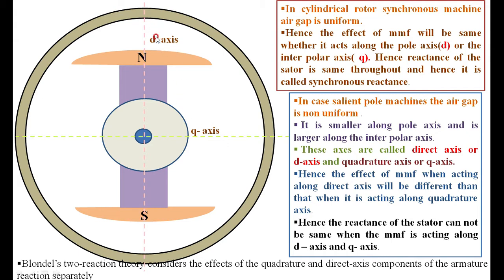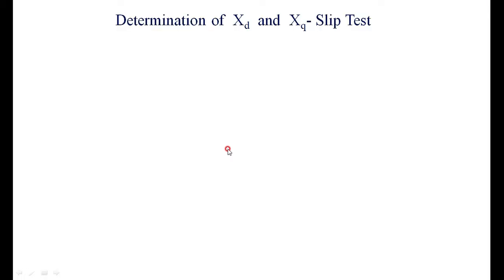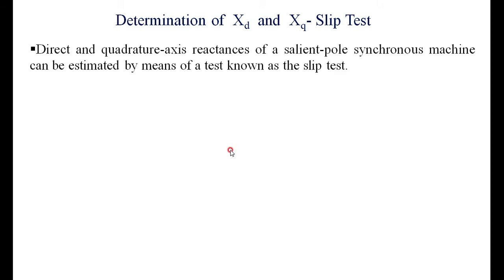Then how do we determine these reactances along the d axis and the q axis? Now we will see the determination of xd and xq by the slip test. Direct and quadrature axis reactance of a salient pole machine can be estimated by means of a test known as the slip test.